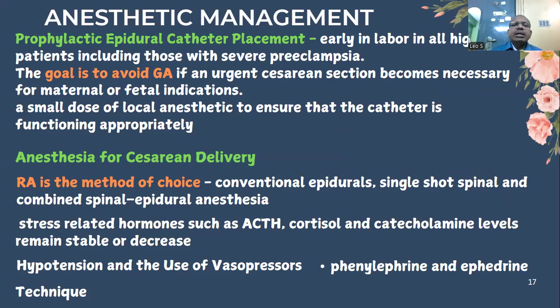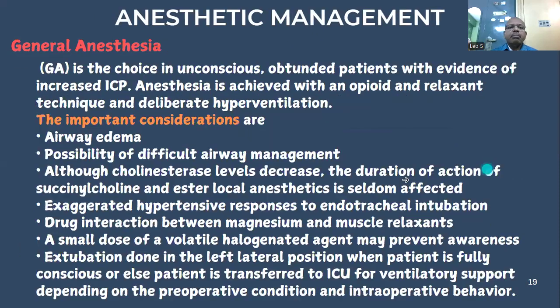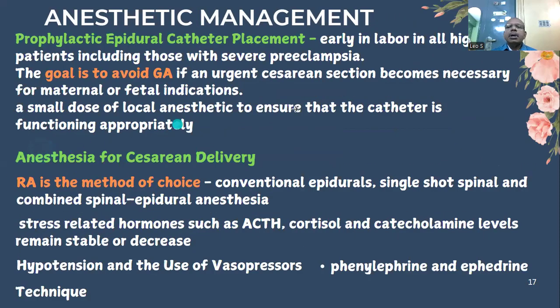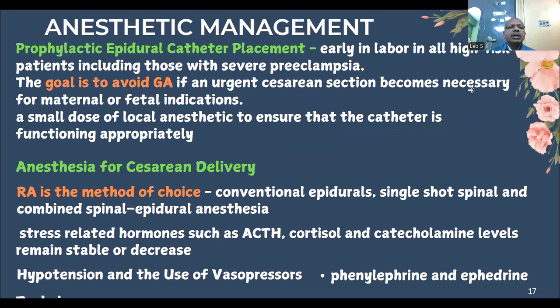Nowadays, prophylactic epidural catheter placement in early labor in all high-risk patients, including those with severe eclampsia. The goal is to avoid GA. Whenever you put a prophylactic epidural catheter, the placement should be confirmed with a small dose of local anesthetic to ensure catheter patency. Anesthesia for cesarean delivery, regional anesthesia, is the method of choice.